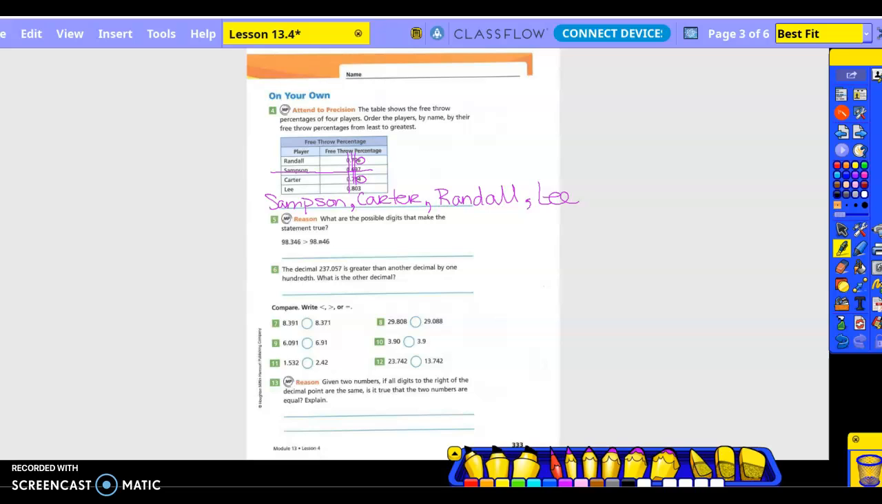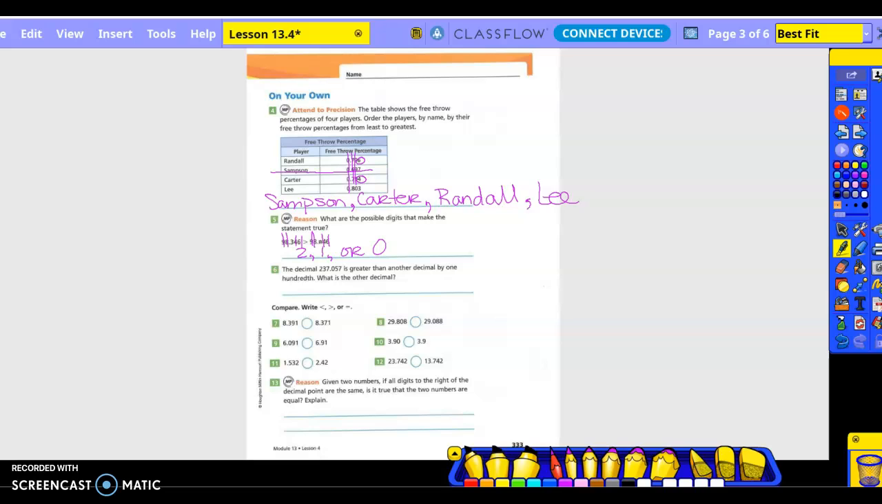What are the possible digits that make the statement true? Right? So basically, our 10 is the same, right? Our ones are the same, correct? Okay, and basically the hundreds and the thousands are the same, right? Okay, so in order for 3 to be greater, what could it be? 2, 1, or 0. So 2, 1, or 0.